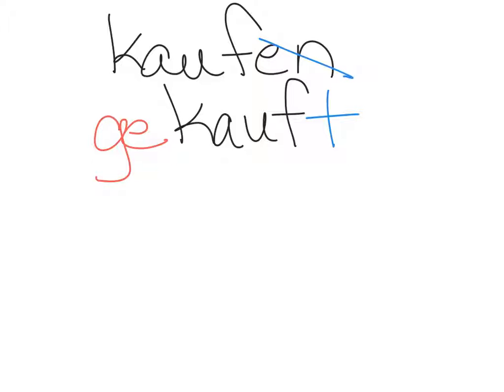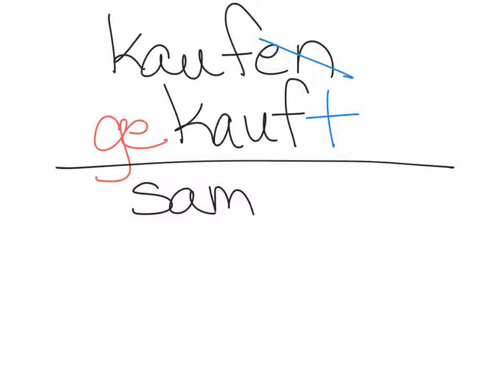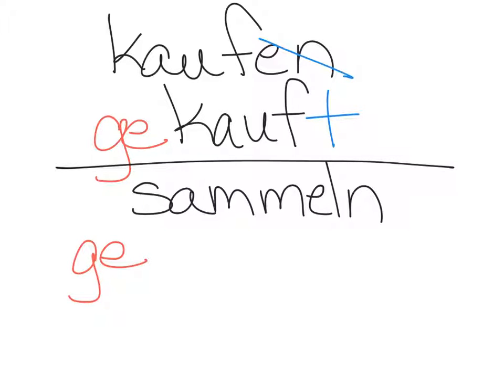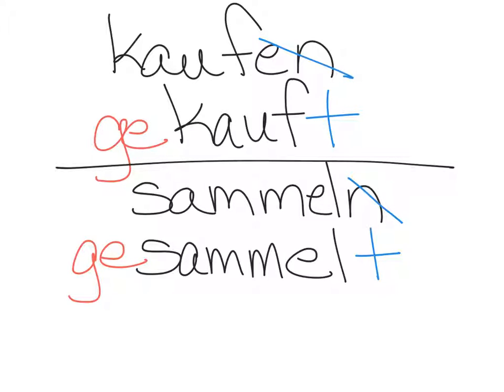How about, let's do another one here. Sammeln. What does sammeln mean? To collect, yes. Okay. What are my steps? Add a GE. And then? Now this one doesn't have any EN. So you just get rid of the N. Yep. What do I put there instead? T. And then I fill in the middle with the rest of the verb. Okay, so gesammelt.